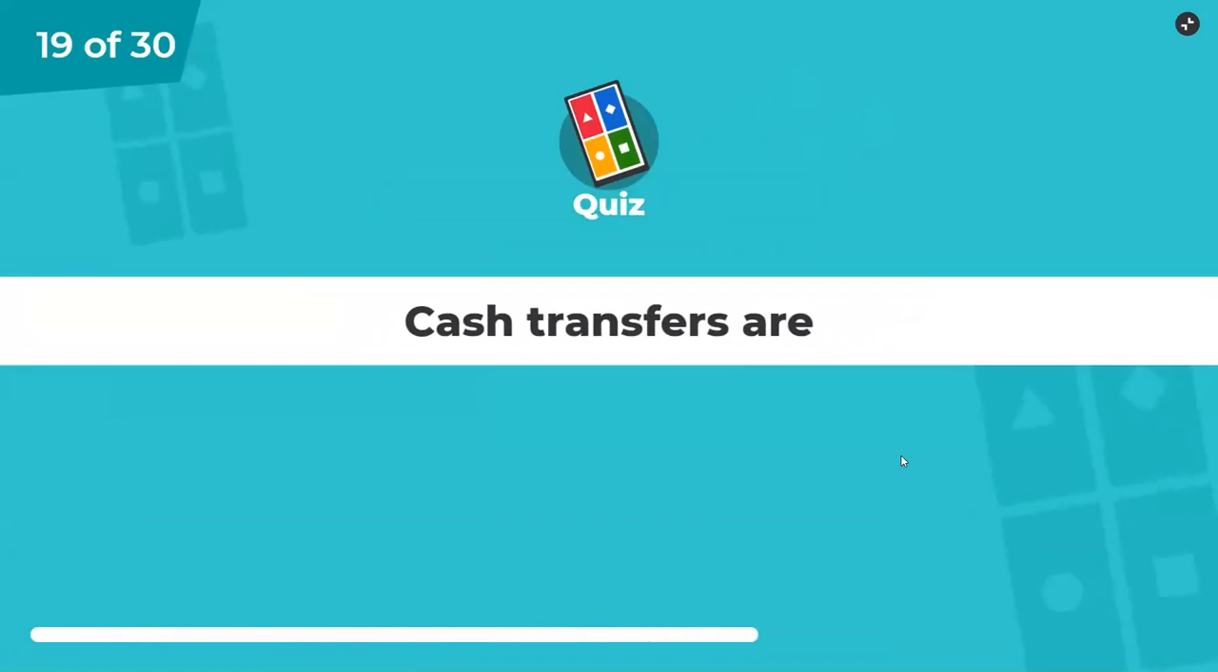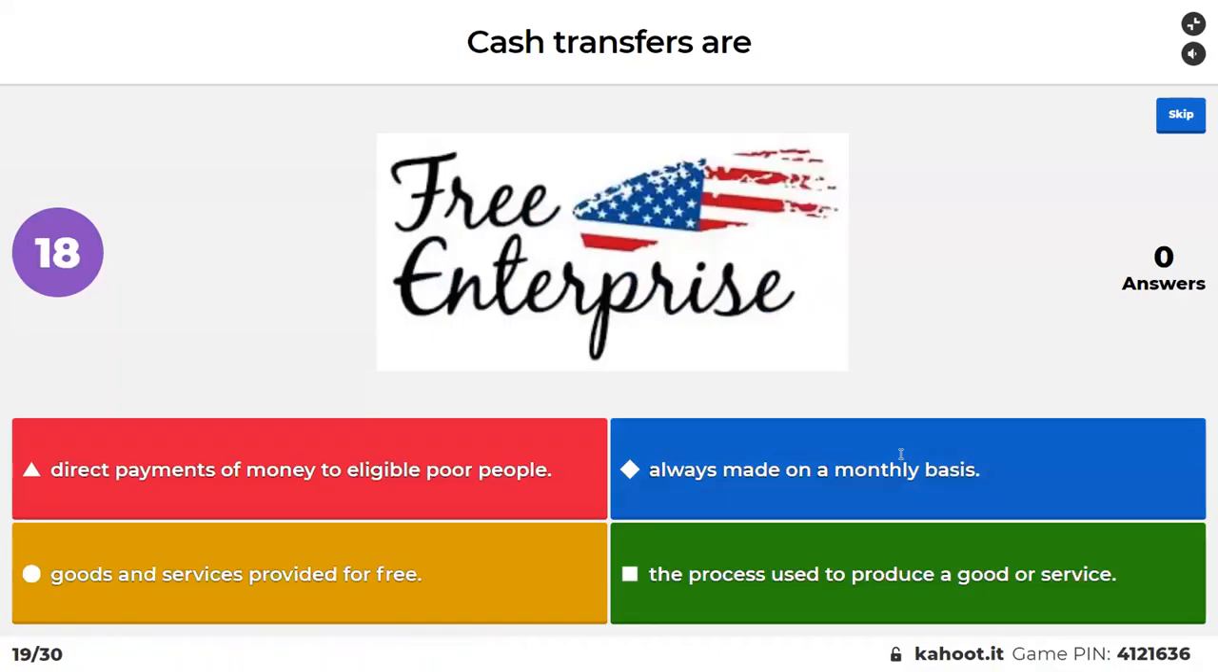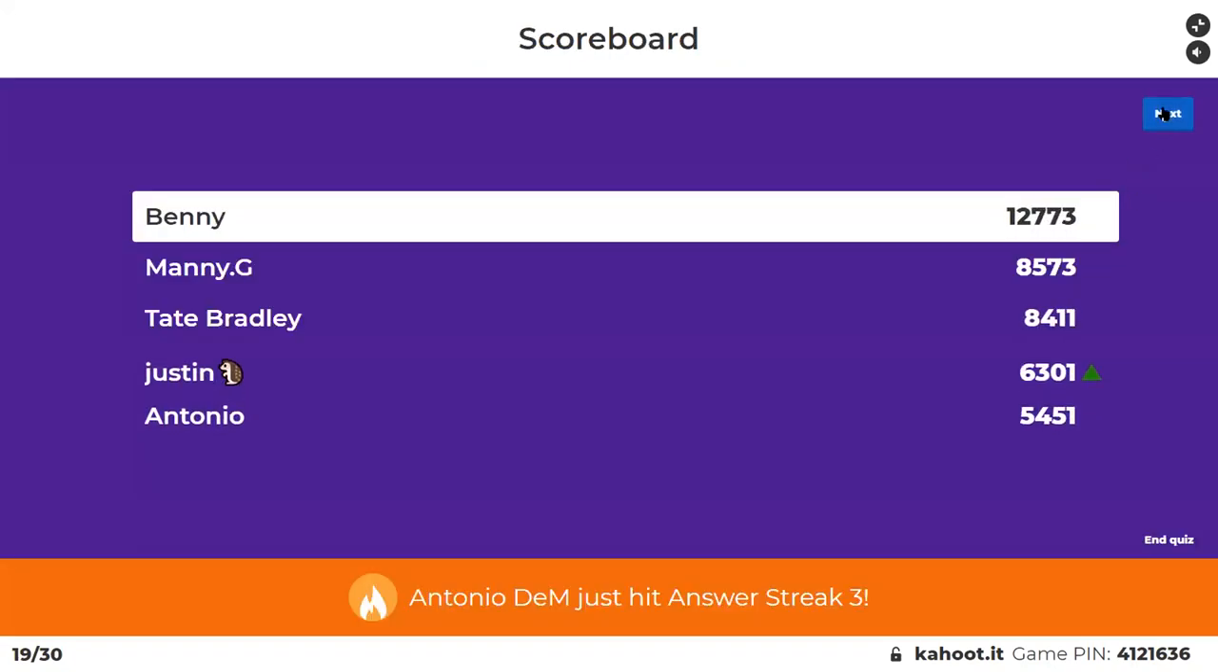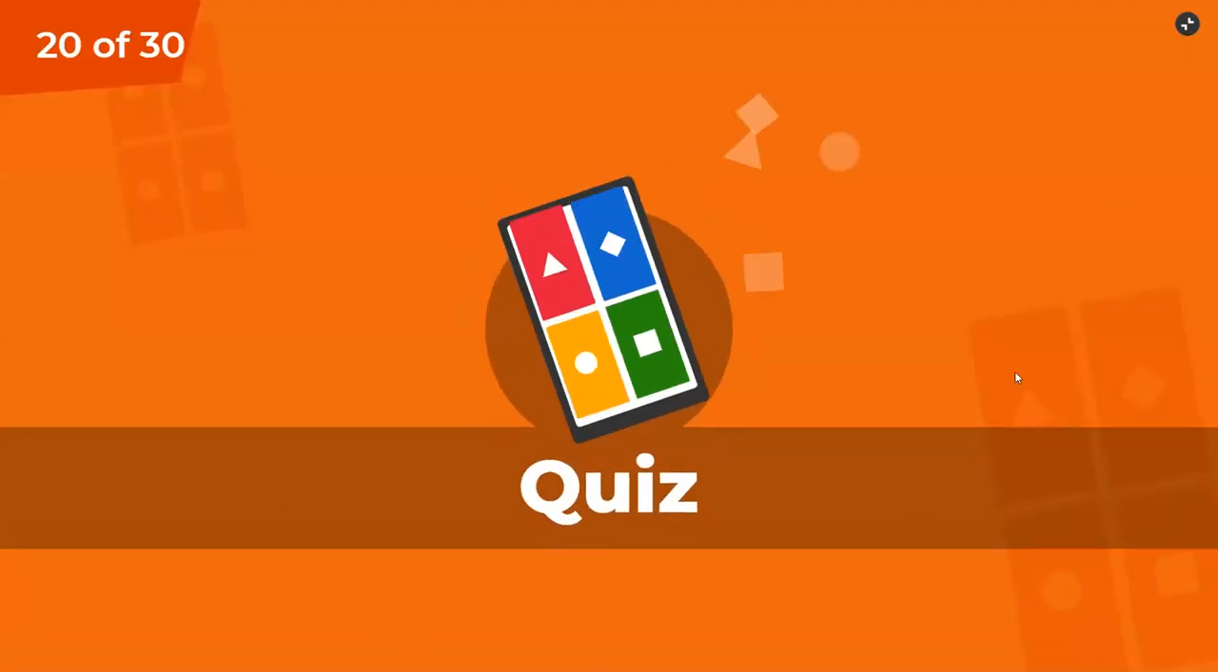All right, cash transfers are. So we talk about tax-supported safety net programs. Cash transfers are direct payments of money, all right, to people that are eligible for that. And Antonio with a streak of three.